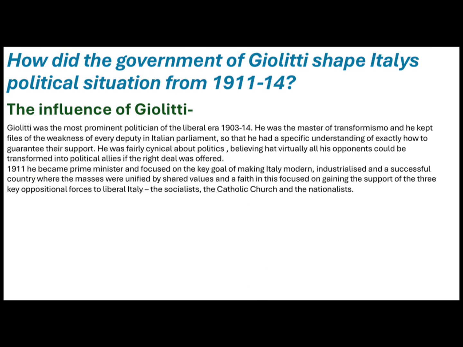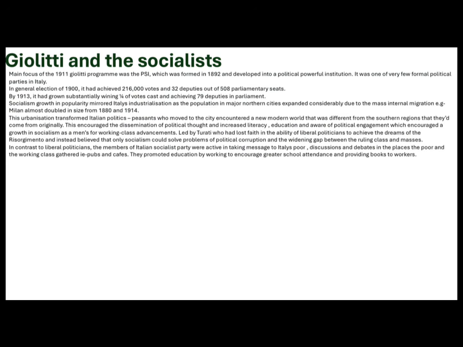He was fairly cynical about politics, and believed that virtually all his opponents could be transformed into political allies if the right deal was offered. In 1911 he became Prime Minister and focused on the key goal of making Italy modern, industrialised and a successful country where the masses were unified by shared values and a faith. In this he focused on gaining the support of the three key oppositional forces to liberal Italy: the Socialists, the Catholic Church and the Nationalists. So we have Giolitti and the Socialists.